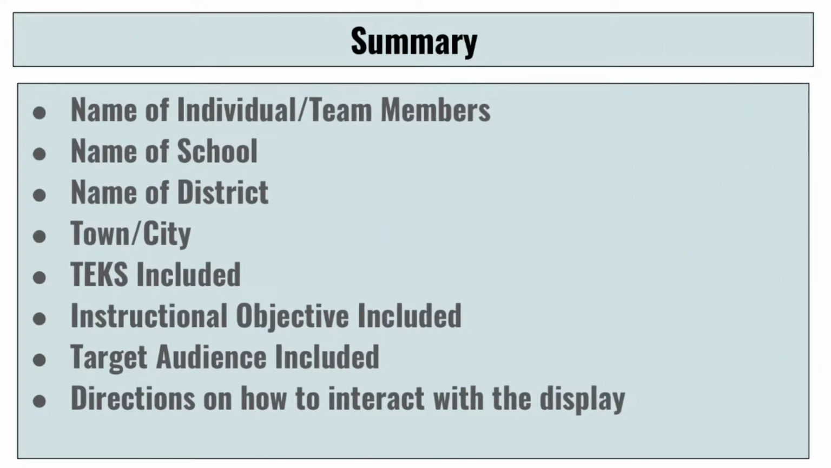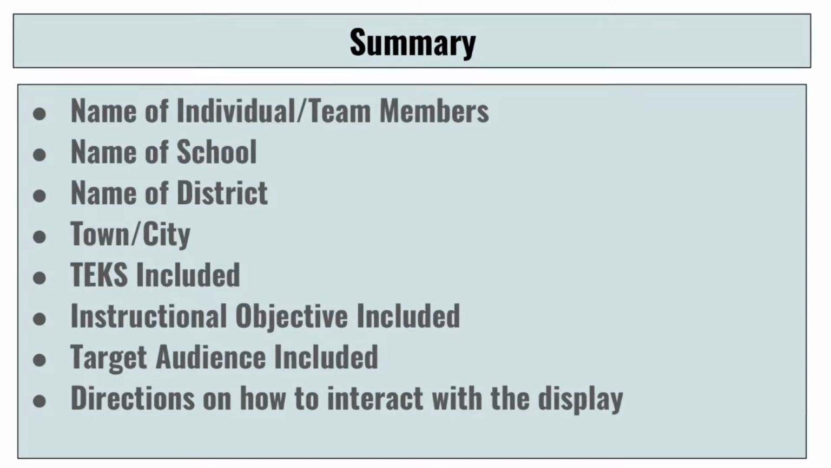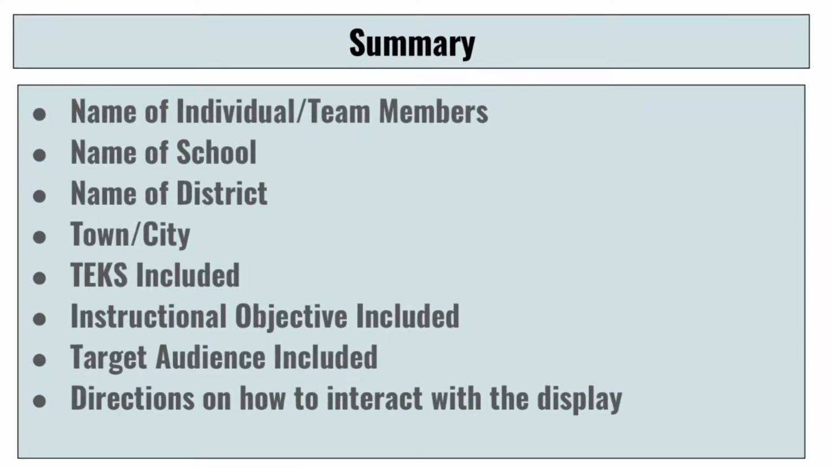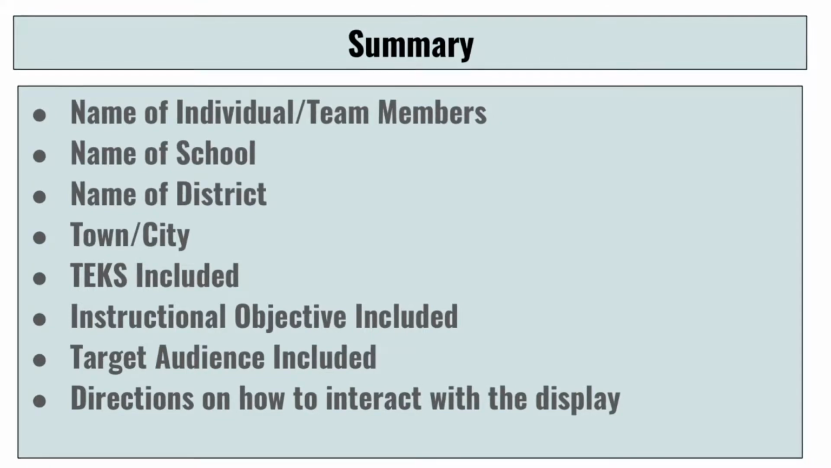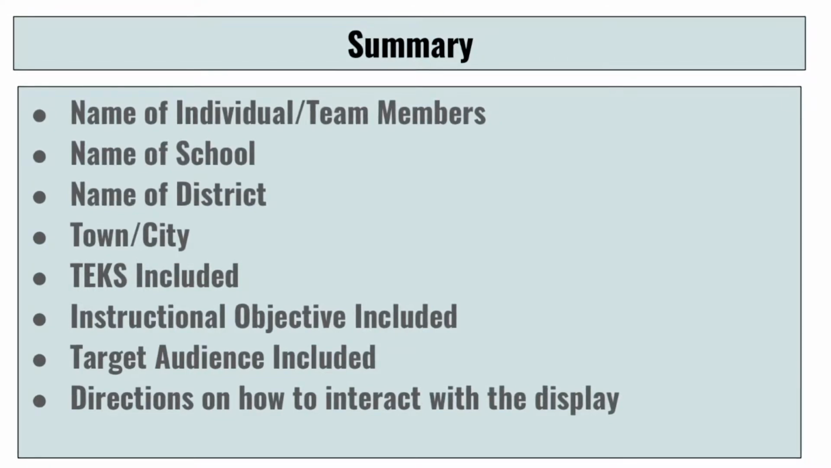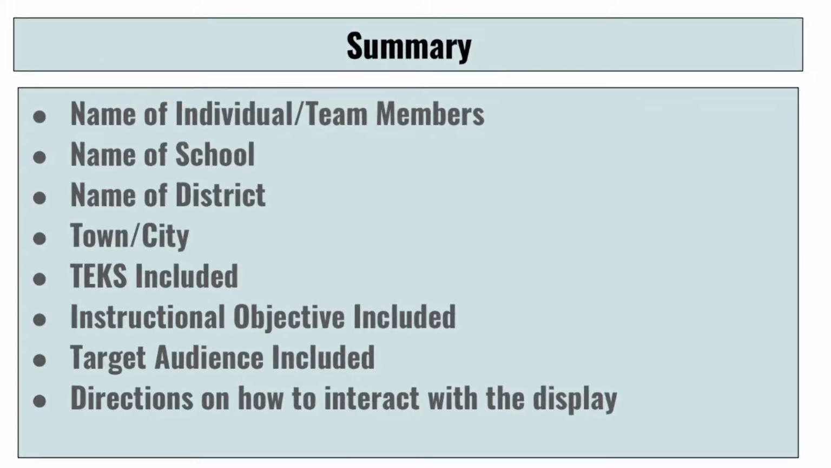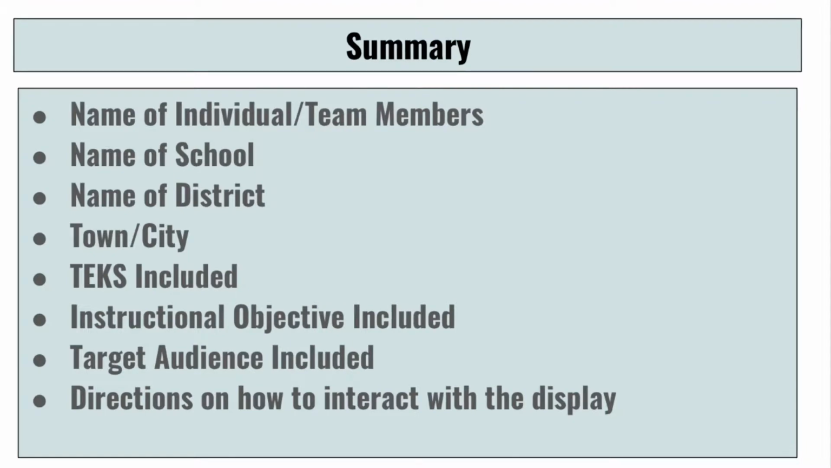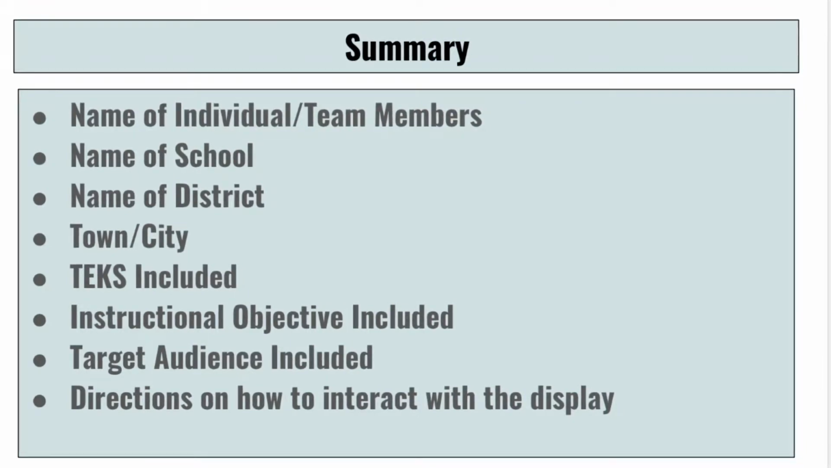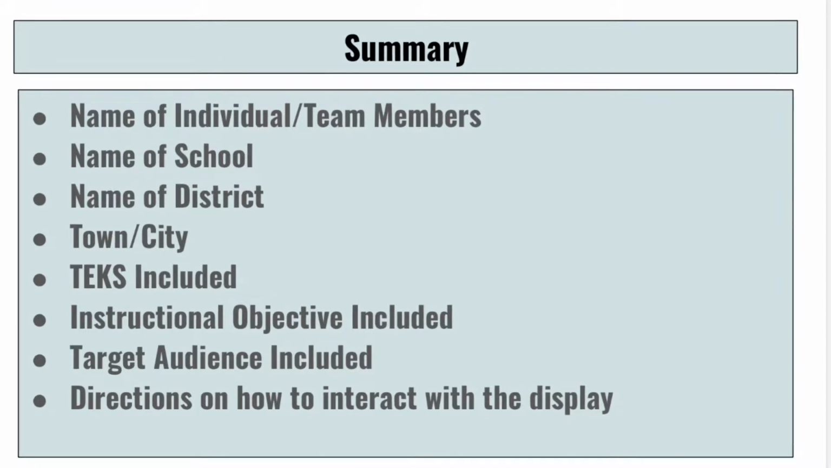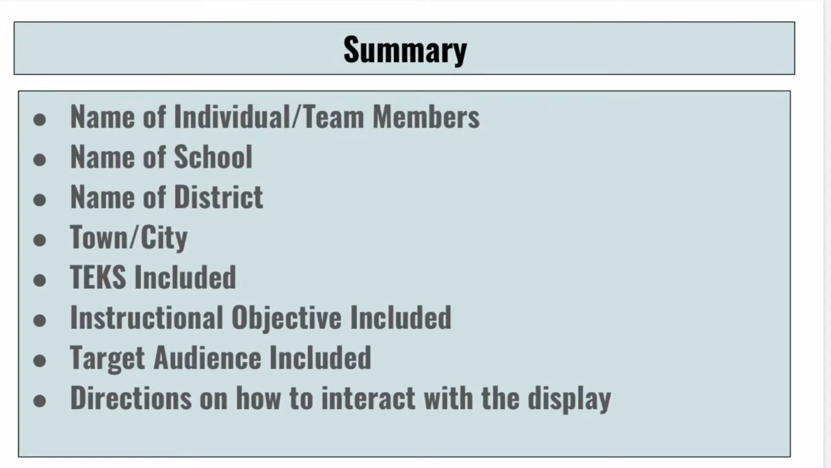After you have your idea for your display, you will write a summary about specific details of your project. This summary should be typed and printed for the judges on competition day. Your summary sheet should include the following: the name of individual or team members, name of school, school district, and town or city, the TEKS included, the instructional objective of your project, the target audience, and specific directions on how to interact with your display.